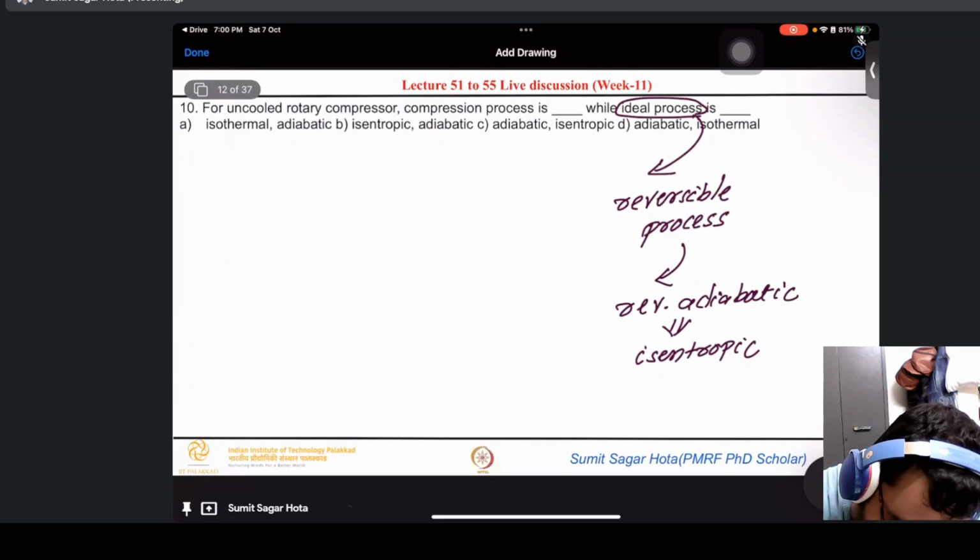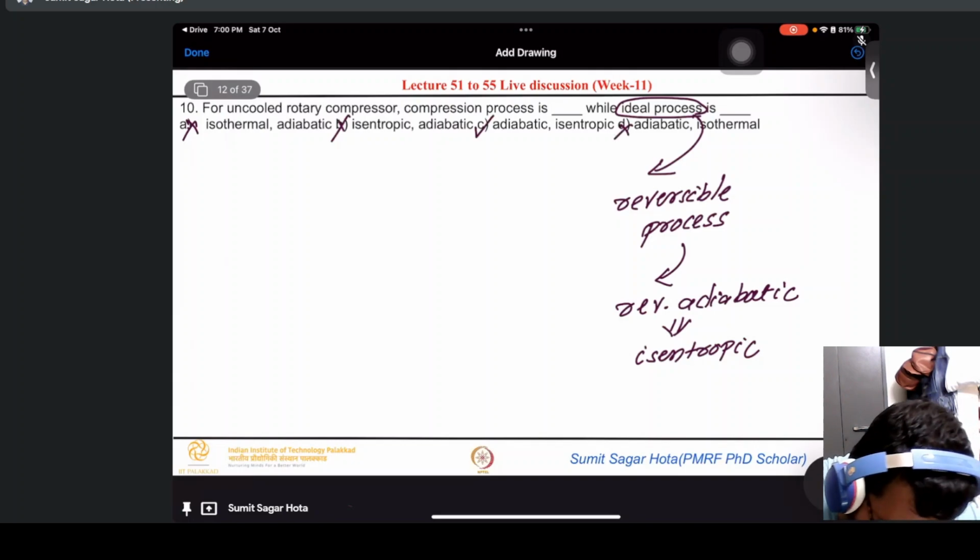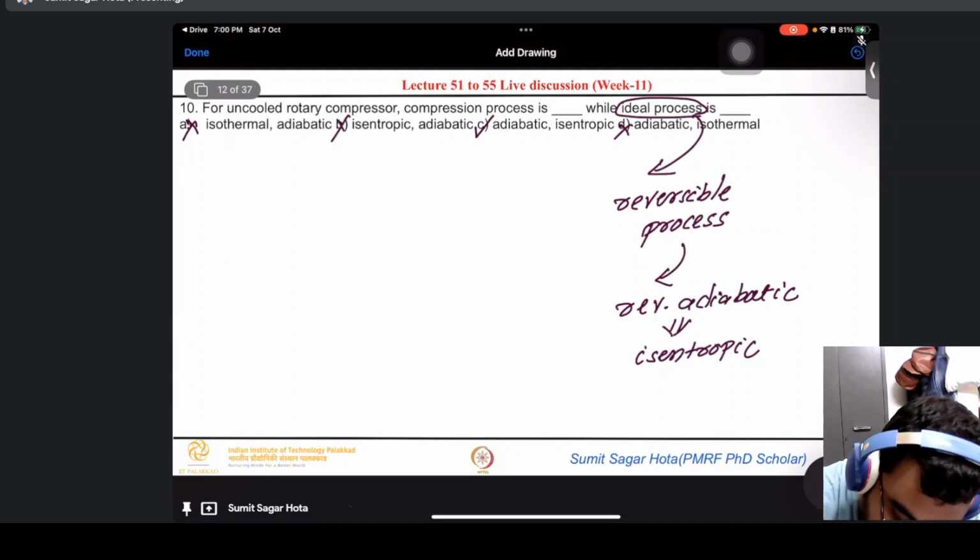So, in which option is the second part isentropic? Here it's not there, here it's not there, here it's there, here it's not there. If you know only one part in this question, you can answer it. No need of the other. But anyway, for an uncooled rotary compressor, if it is only asking about the compression process, obviously it will be adiabatic, because it's not reversible, only normal, irreversible.